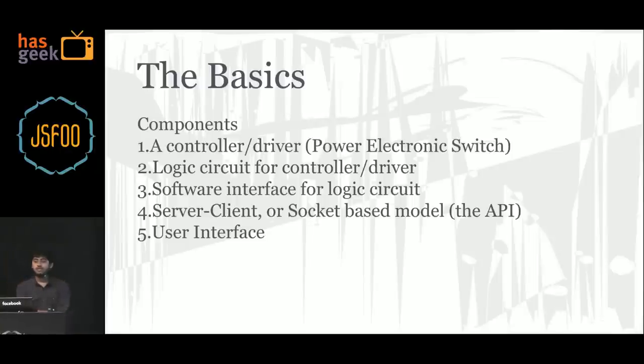automation. So the first thing, this is a list in the order of from the electrical side to the user. So the first thing you need is your controller or driver, which is like the wall switch that you have, which you turn on and off to control your lights. So when we want to do a home automation system, we will need an automated solution for the switch, and for that we use a power electronic switch.